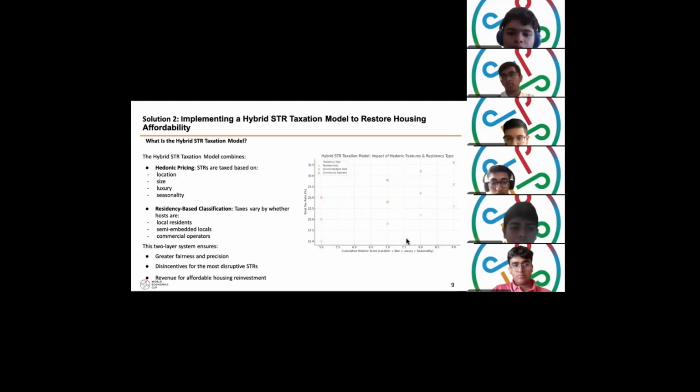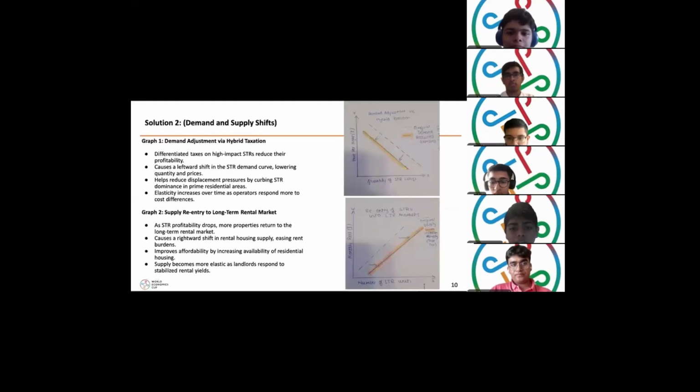If you look to the graph on the right, you can see that as STRs score higher on luxury and profitability, which is on the x-axis, tax rates on the y-axis rise most steeply for commercial operators, reflecting the greater impact on housing pressures. Resident hosts see lower, gentler increases, rewarding community-rooted participation. Let's move on to the next slide to see how this affects the hybrid taxation model.